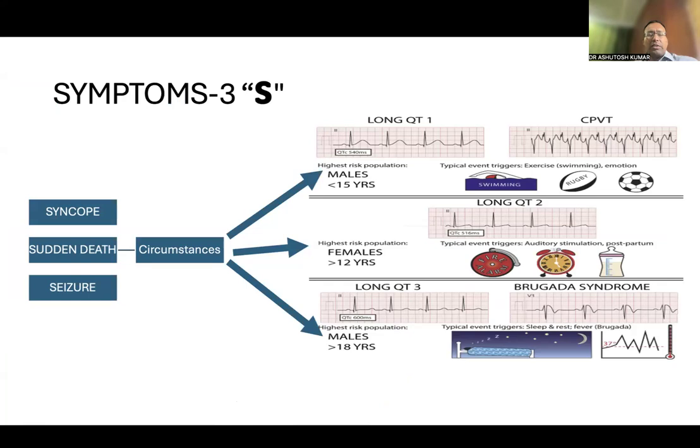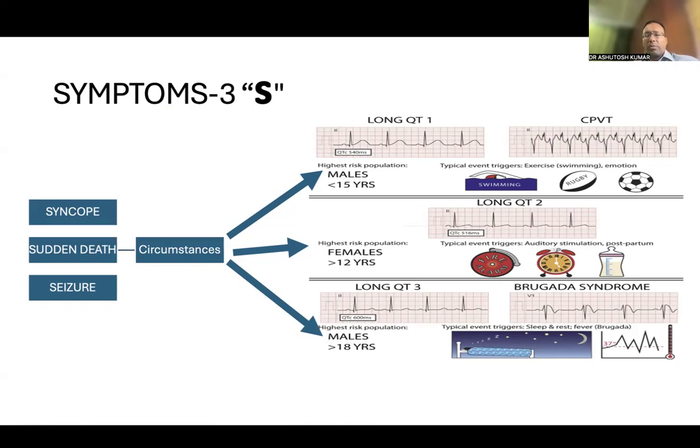So regarding the symptoms, we should remember the three S presentation: syncope, sudden death, and seizures. If these are happening in a family or in a particular patient, we should always suspect it. And these syncope or seizure-like activities happen in particular circumstances. Usually in long QT1, it happens when the person is swimming, under emotional stress, or playing rugby. This typical presentation occurs while playing. All of a sudden, he becomes faint and later starts having seizures. This is usually seen in under-15 males.